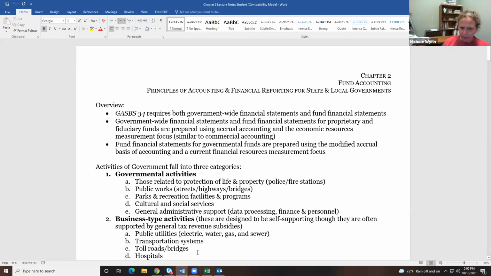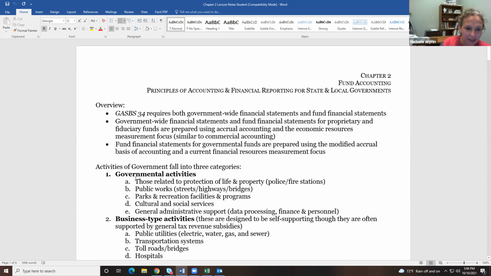Here we go. And so basically, we're still just talking about the different categories of funds and the different categories of governmental activities. So as we look through here, I think you're going to see basically the same information. We're going to unpack the CAFR some more and things like that.